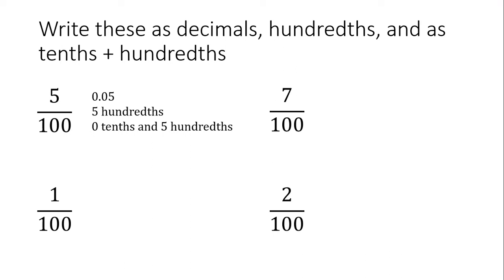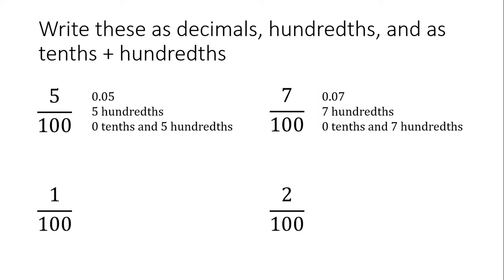In the top right corner, we have 7 hundredths, and you would write that as 0.07, not 0.7, because 0.7 would be 7 tenths. And this says 7 hundredths, and you know because there's a 100 at the bottom there. 7 hundredths. 7 needs to be in the hundredths place. As I said, it's 7 hundredths, and you could also call it 0 tenths and 7 hundredths.